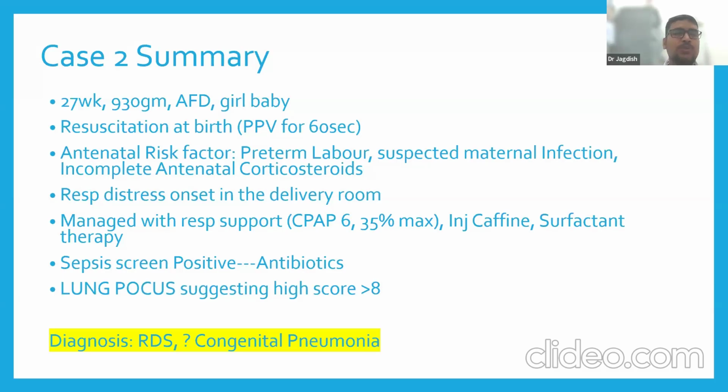So if I summarize the case, this is a 27 week, 930 gram, appropriate for gestational age baby who required positive pressure ventilation for 60 seconds at the time of birth.